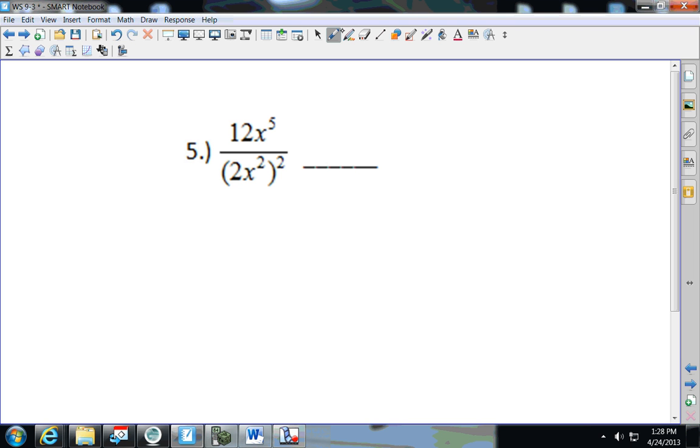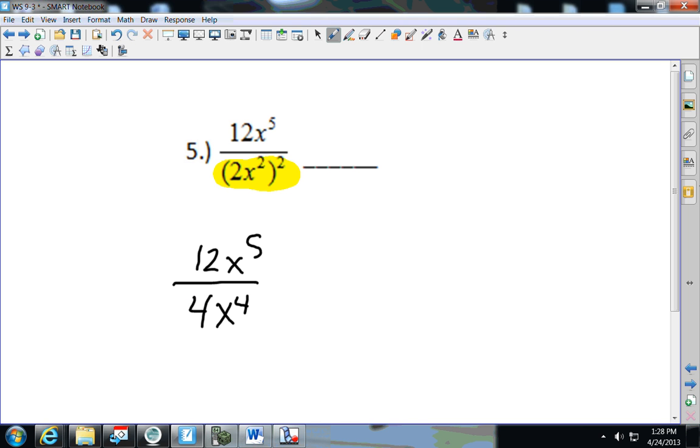Okay, so what you're supposed to do now is this part underneath here. So I'm going to rewrite the top, 12x to the 5th. Now, 2 to the second power, that's 4. Then x squared to the second power, we just went over that one in the problem before. This is x to the 4th. Now you do this part.